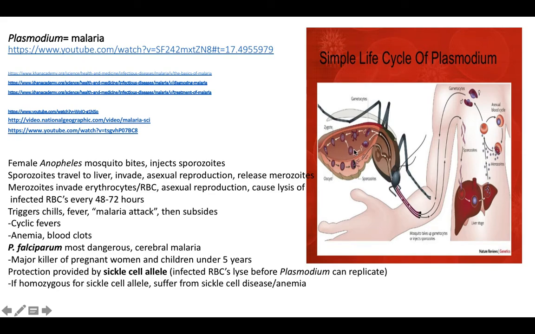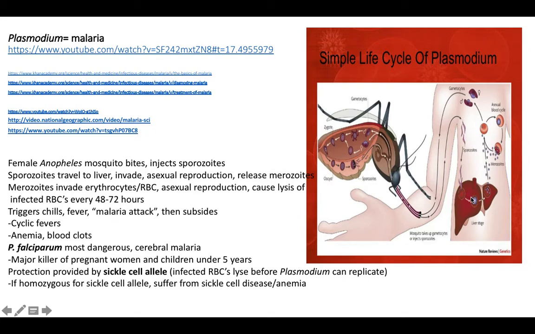mosquito after she takes blood from an infected host. She sucks up the gametocytes. They undergo the process of fertilization. And then eventually we're going to end up with Plasmodium parasites in the salivary gland. So the next time she takes a blood meal, she injects the Plasmodium. Within about 30 minutes, the Plasmodium reach our liver.